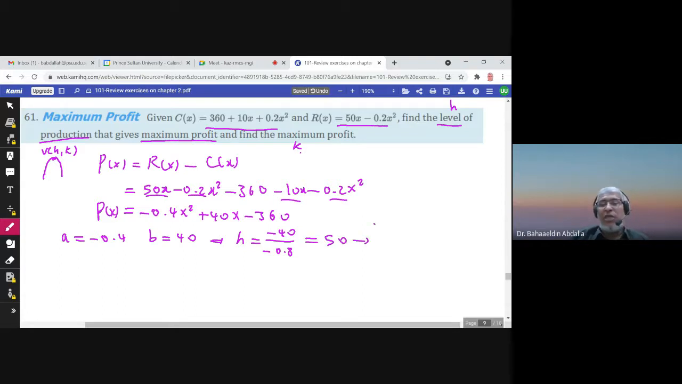So this is the level of production that gives maximum profit.